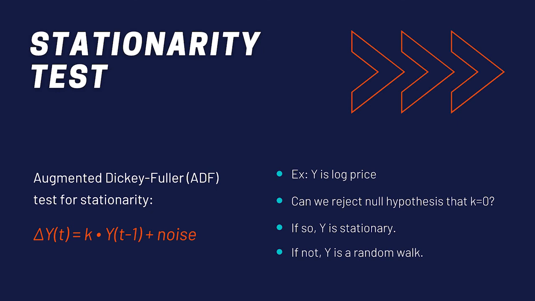If we cannot reject that, it is a random walk. If we can reject that, it's stationary. And so on the notebook that is 3.01, we have a simple example of how to compute stationarity using Python.